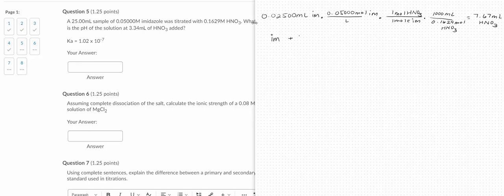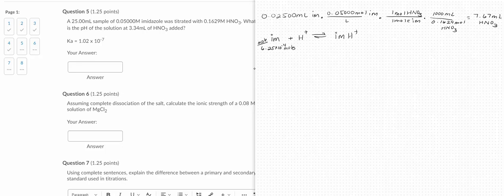We have imidazole, which is a base, and it's going to react with the acid of our strong acid. We're going to have a little bit of an equilibrium occur, and we're going to end up with the protonated imidazole. Well, how much, and what's going on here? So let's look at the moles. 0.025 times 0.05 gives how many moles of imidazole we start with. I have 6.25 times 10 to the negative 4.